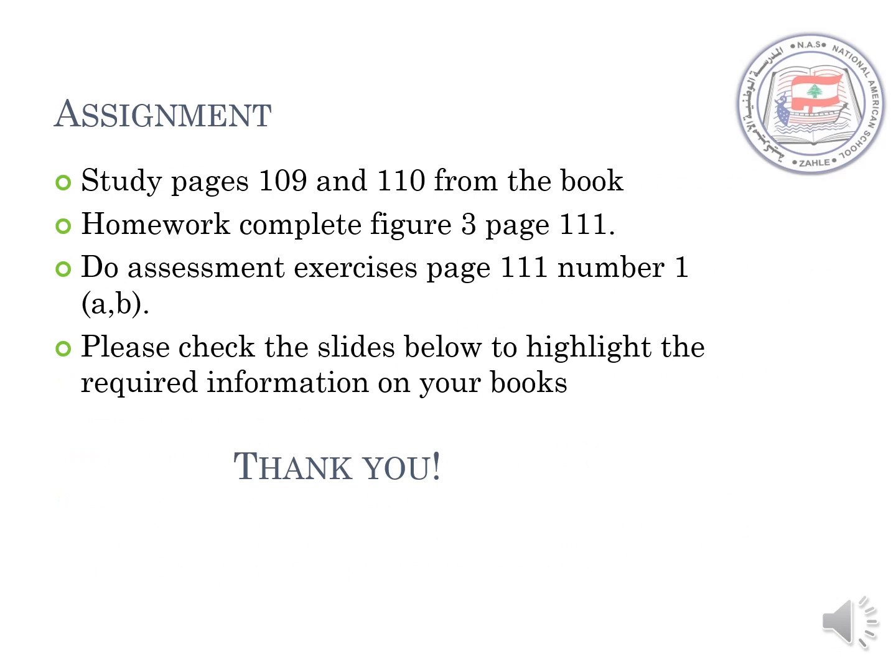As an assignment for next time, study pages 109 and 110 from the book. Complete figure 3, page 111, and do assessment exercises, page 111, number 1, A and B. Please check the slides below to highlight the required information in your books.